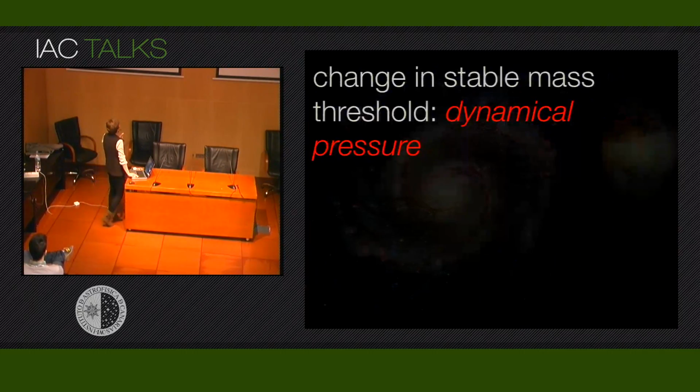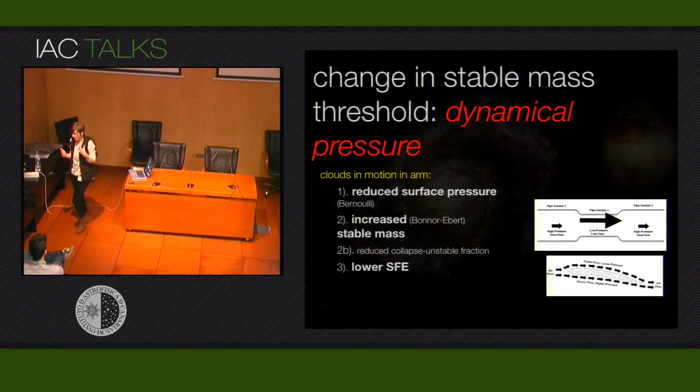And my explanation for that is dynamical pressure. So let me just graphically try to illustrate what I think is going on. This is the Bernoulli principle. Basically what happens is that when I take a cloud and I then put it in motion in the spiral arm potential, then all of a sudden I reduce the pressure of that gas. That reduces the surface pressure on the cloud, which then increases the stable mass for the cloud.